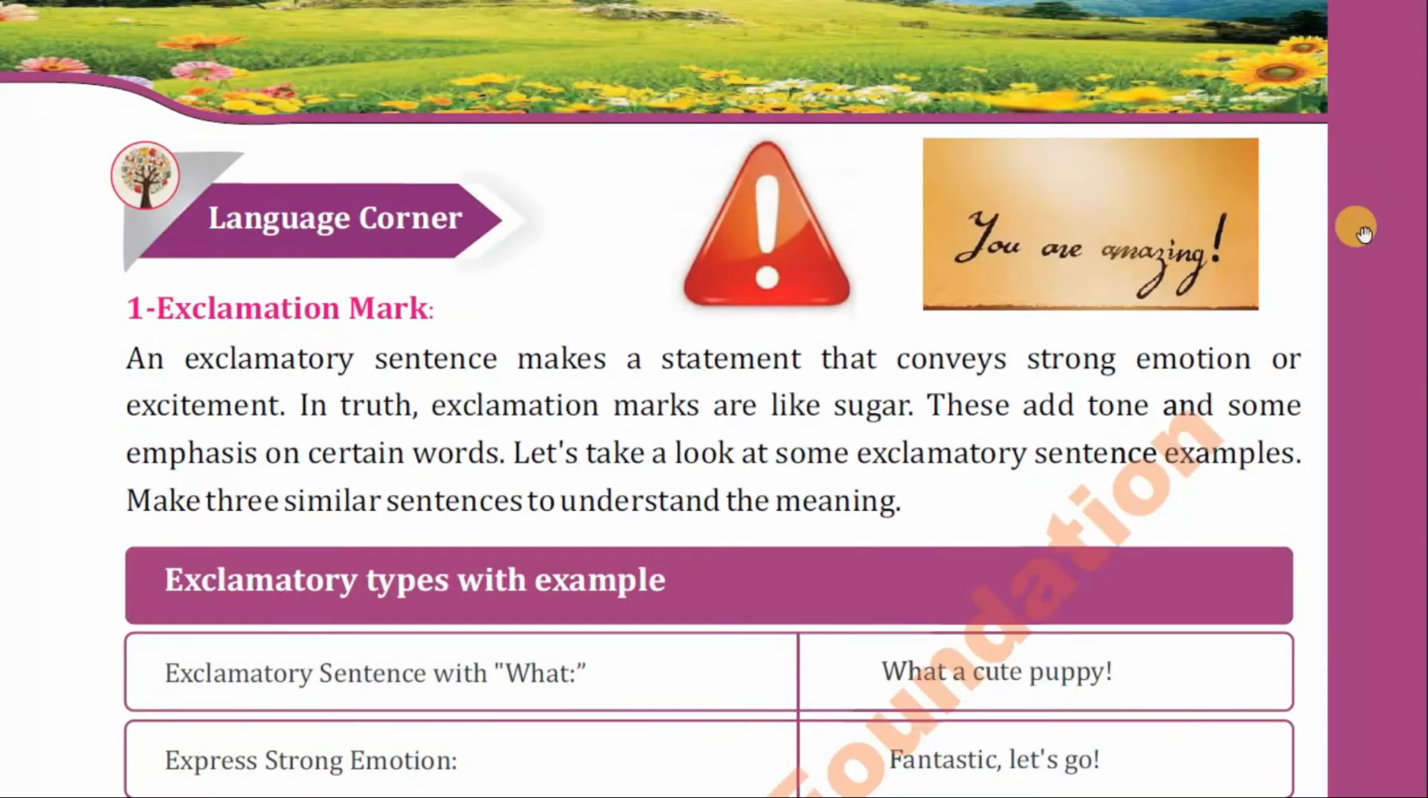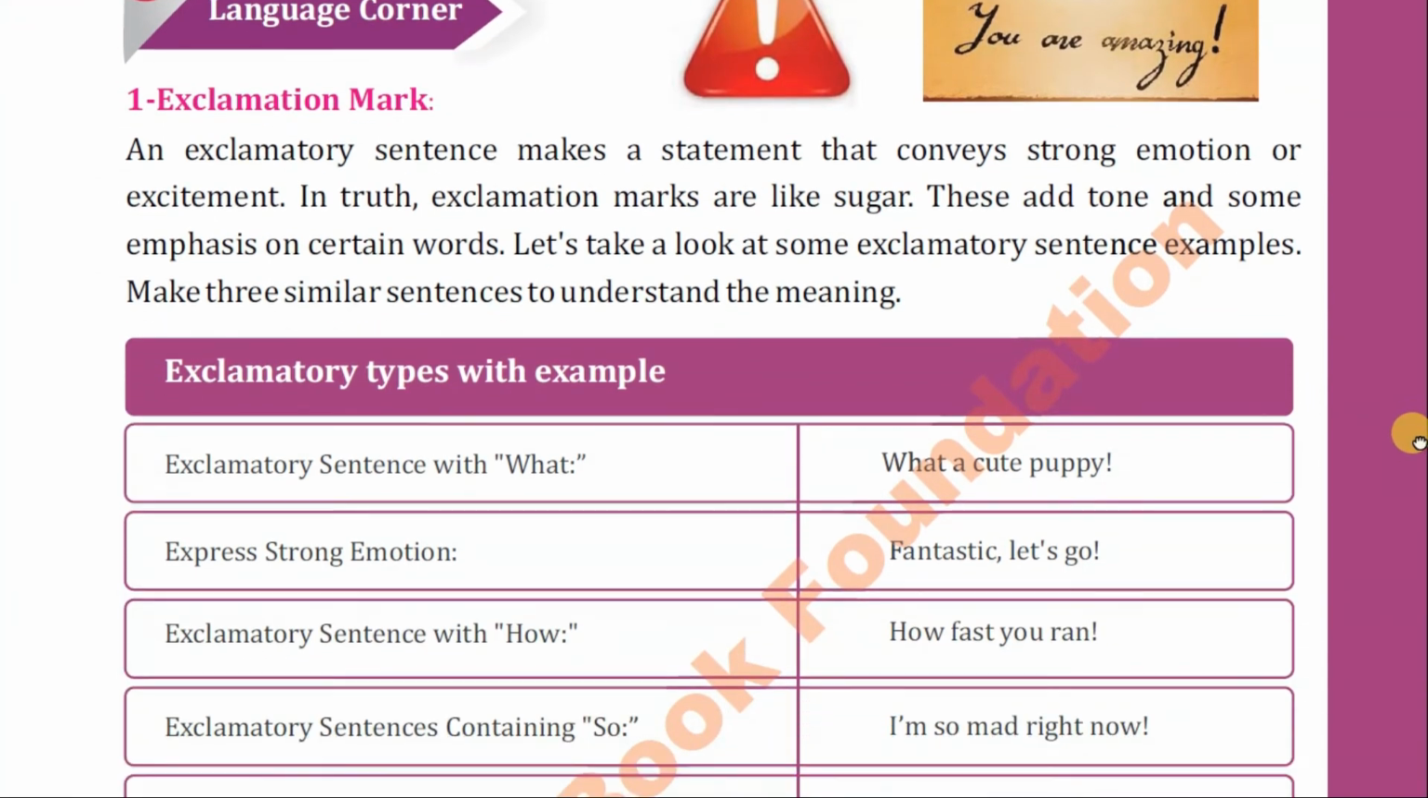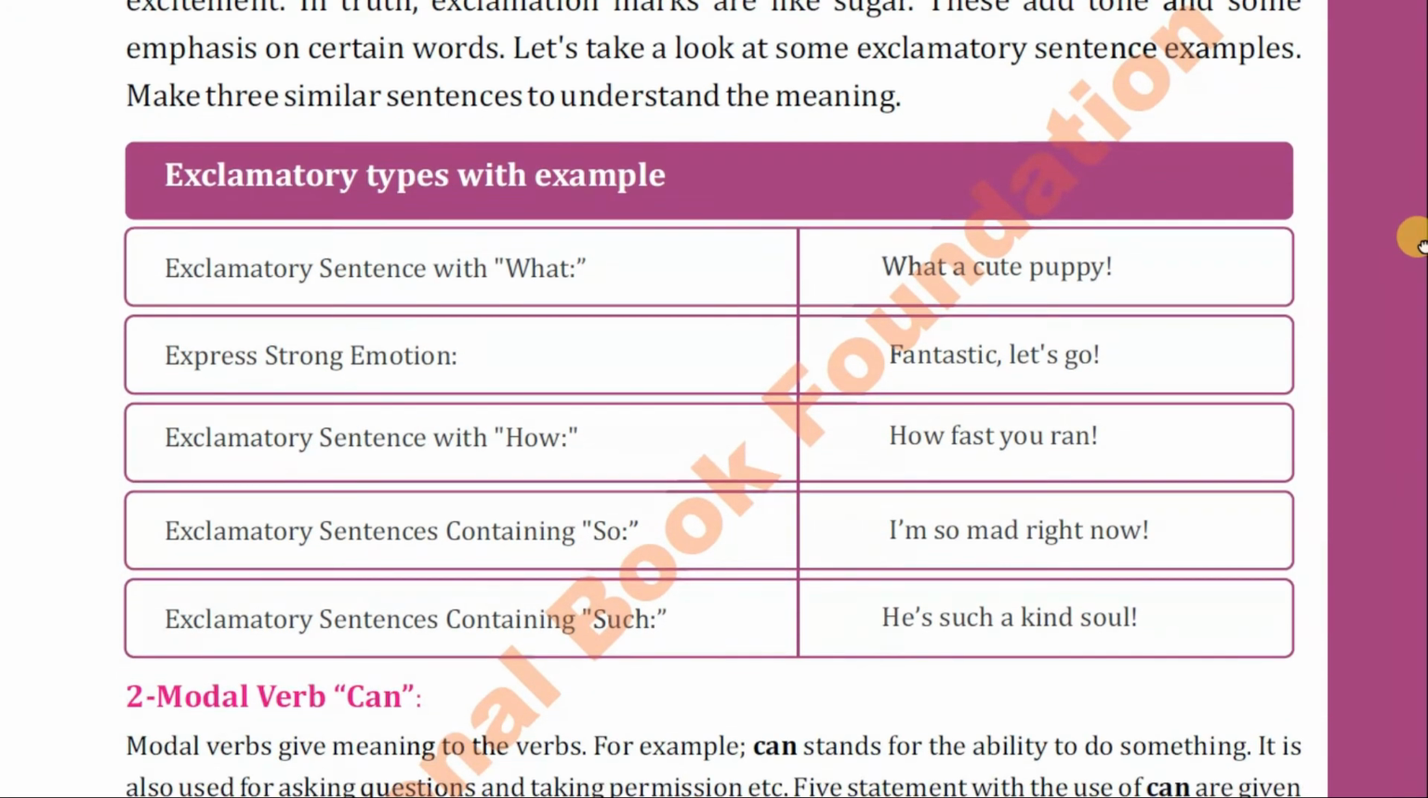Then we come to the next page, page number 15. This is the language corner. Number 1, exclamation mark. An exclamatory sentence is a statement that conveys strong emotion or excitement. So it is in the same continuation of what we were studying in the poem section. Exclamation is for emotions, as poetry is also for emotions. In truth, exclamation marks are like sugar. They add tone and some emphasis on certain words. You can see different exclamatory sentences given in your book.